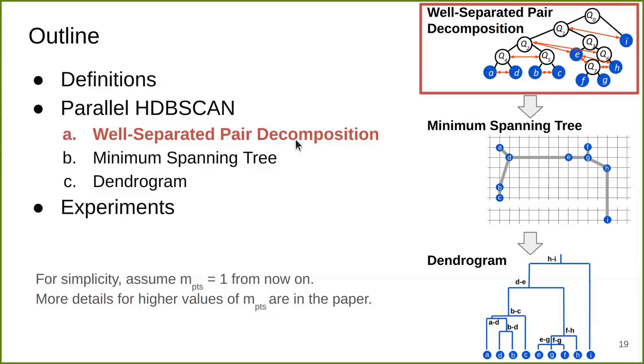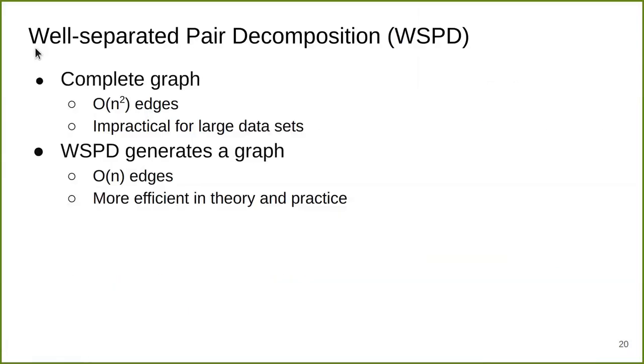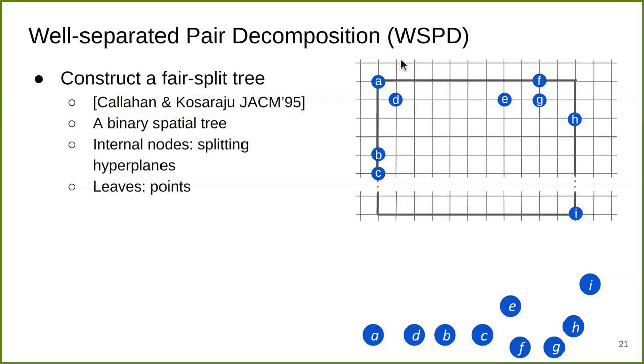So the first part is well-separated pair decomposition. For the sake of simplicity, for the parameter of HDBSCAN, which is m, I'm going to use m equals 1 from now on, and we include more details for higher values of m in our paper. So for well-separated pair decomposition, we use the short form WSPD. Previously, as mentioned in the definition, we need to construct a graph with a quadratic number of edges, which is impractical for large data sets. The reason why we want to use this WSPD is that it generates a graph of only a linear number of edges, which is more efficient in both theory and practice. To construct the WSPD, we first need to construct a spatial tree, which we call a fair split tree.